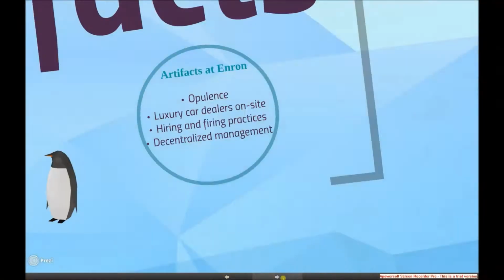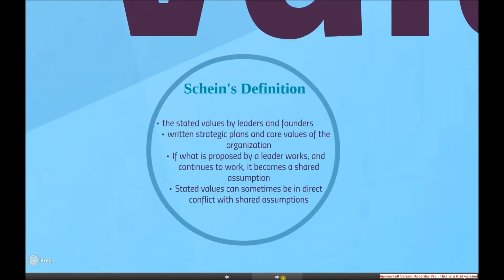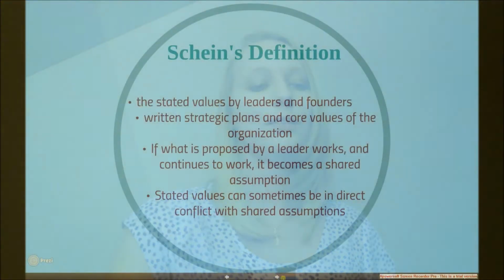The second tier is espoused values and beliefs of an organization, and these are the stated values by leaders and founders of organizations. They can include strategic plans, core values, and if what a leader proposes works and continues to work, these values become shared assumptions. That said, sometimes the espoused values of an organization are in direct conflict with some of the underlying assumptions, which is the case at Enron, as we'll see here in a moment.